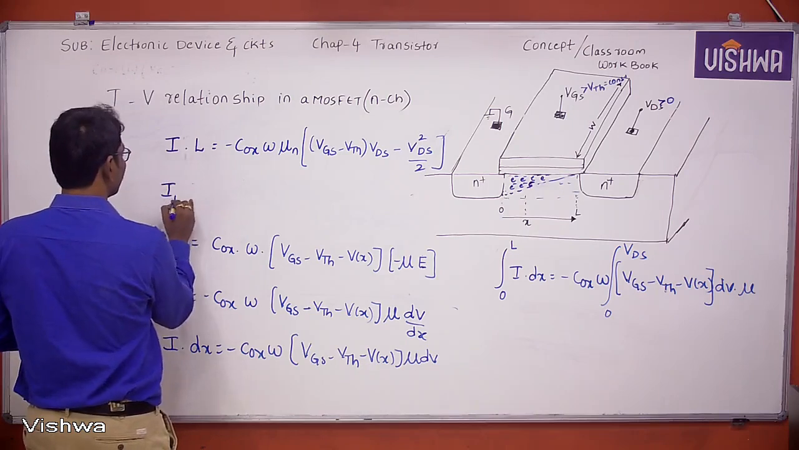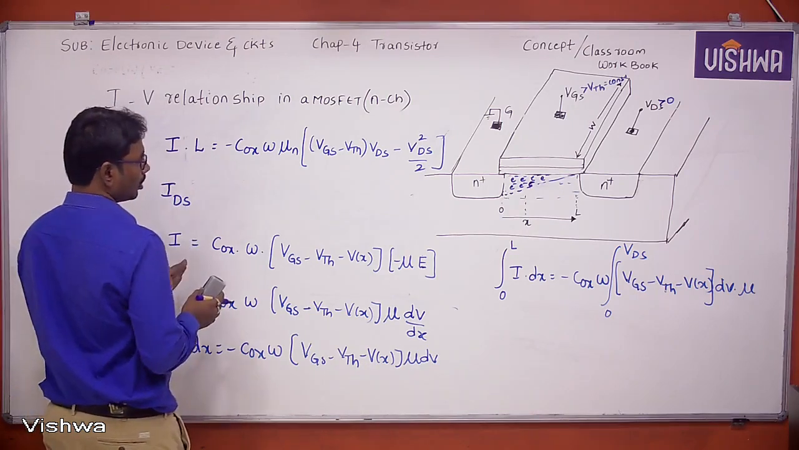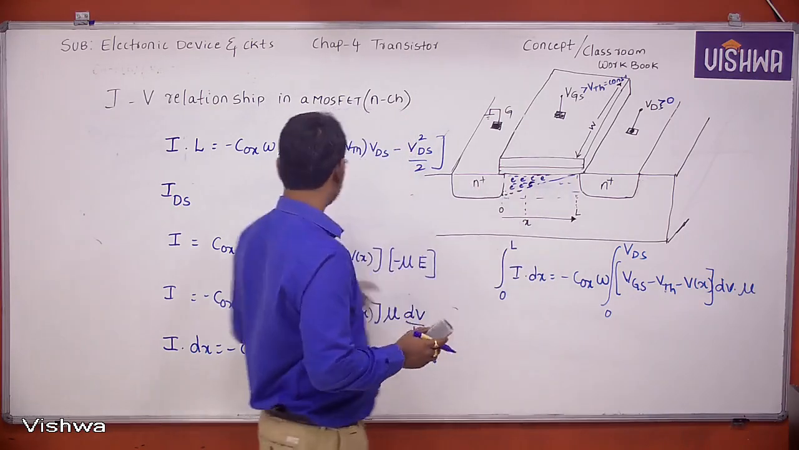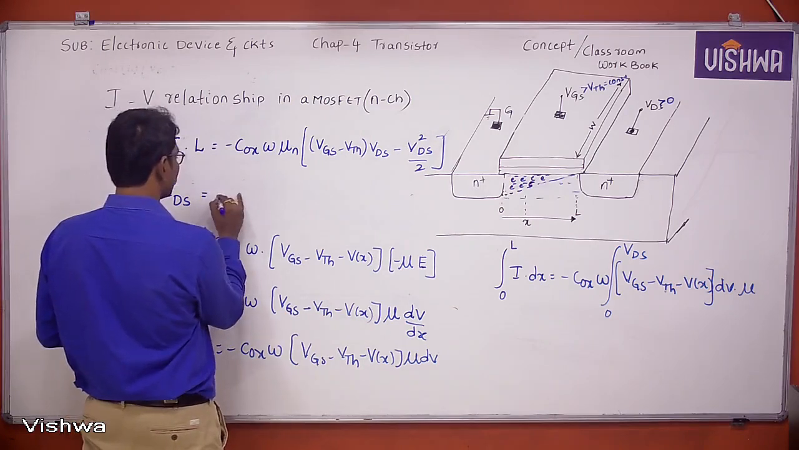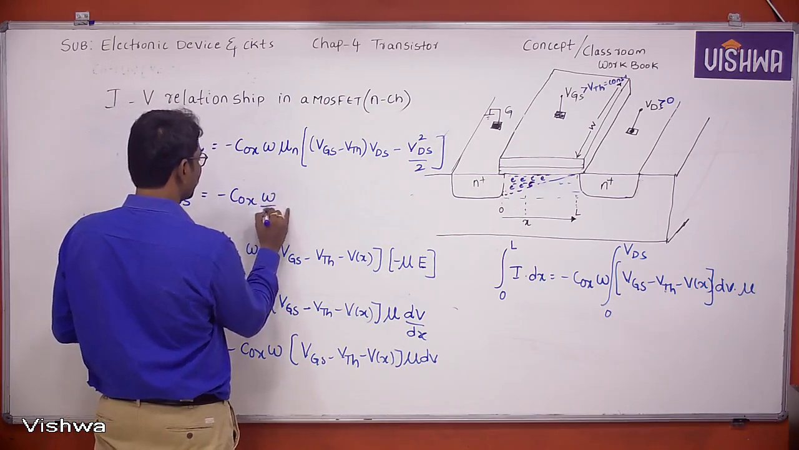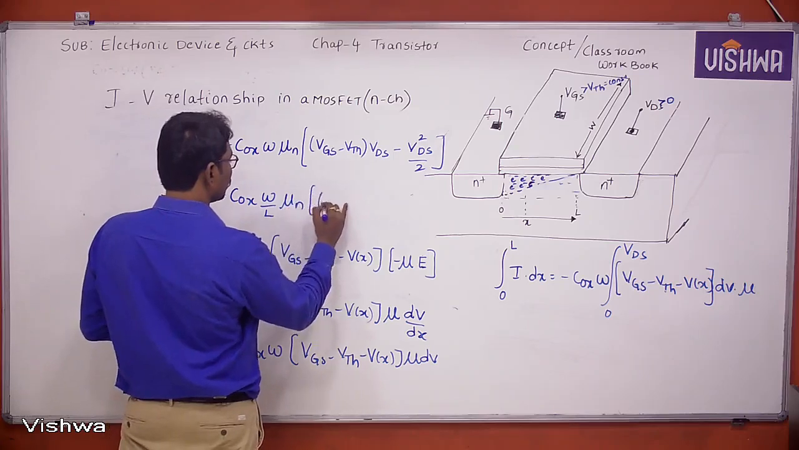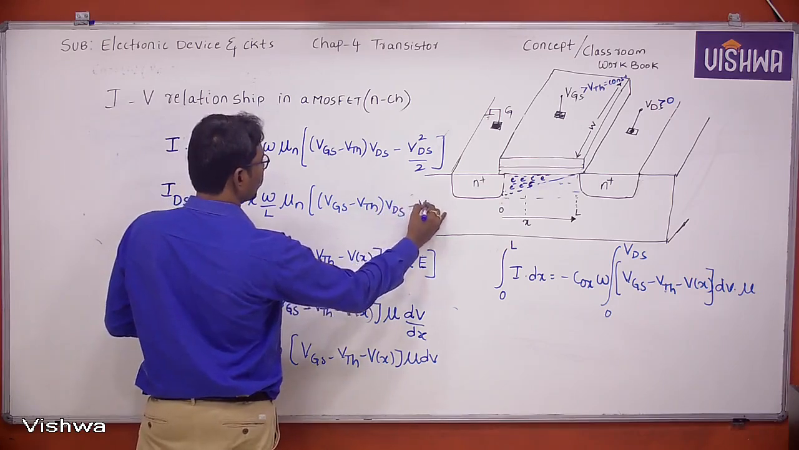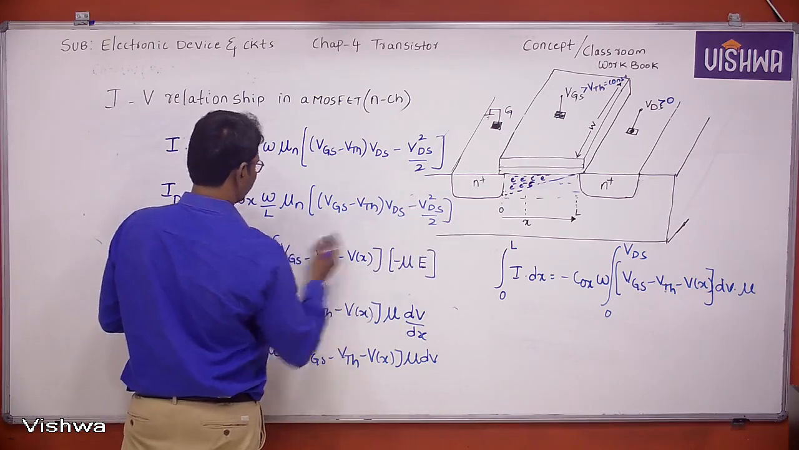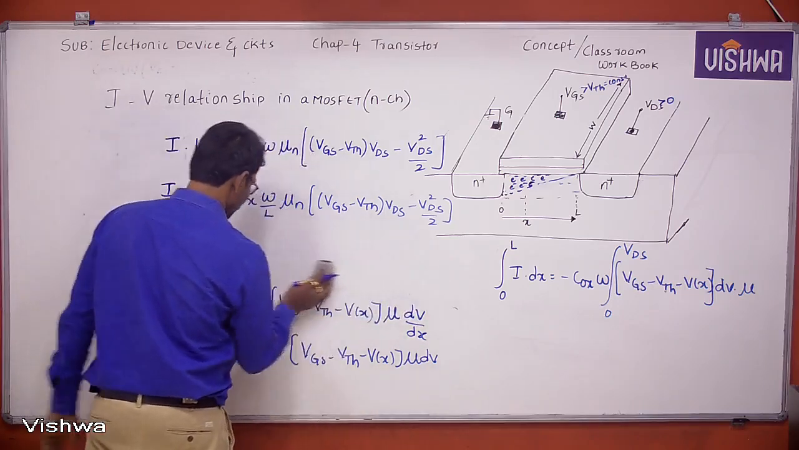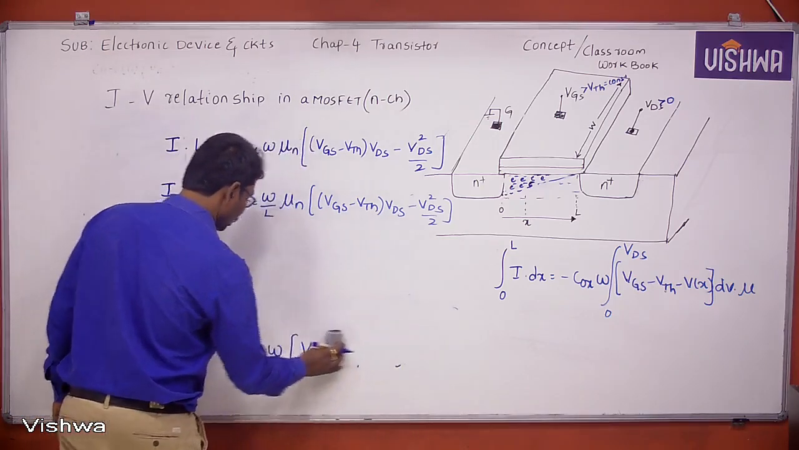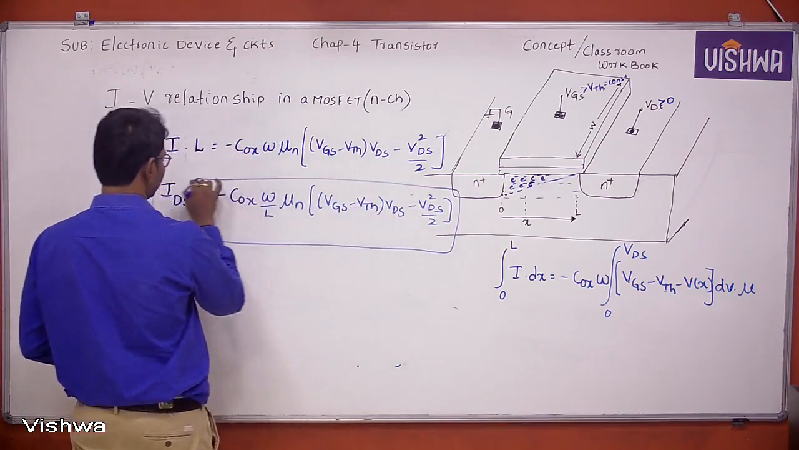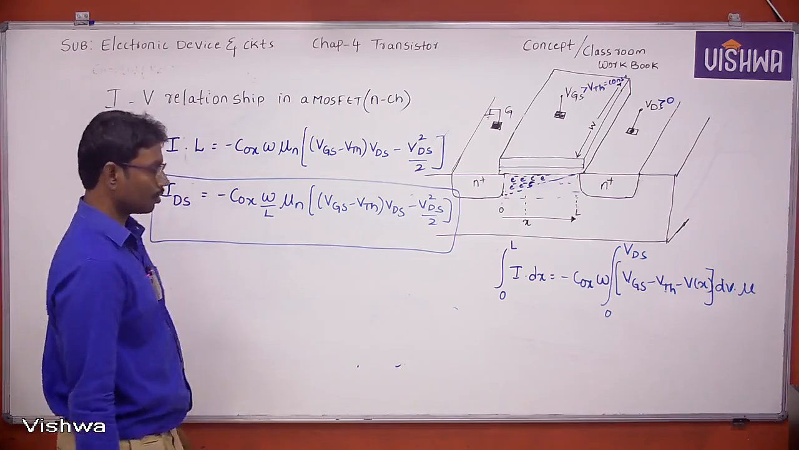Now I can be represented as IDS, the current in the channel. Electrons go from source to drain, so the current direction is drain to source, which is why it is IDS. IDS equals COX into W by L into mu n into [(VGS minus VTH) into VDS minus VDS square by 2]. This is the IV relationship, or current equation, of a MOSFET for N channel.